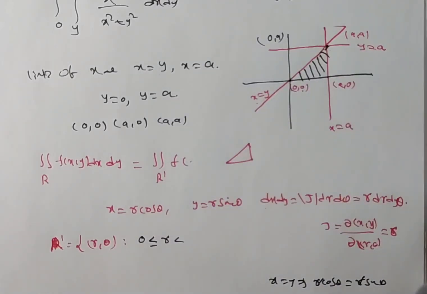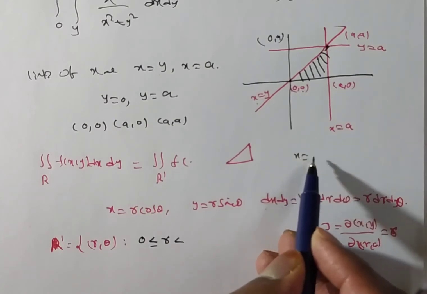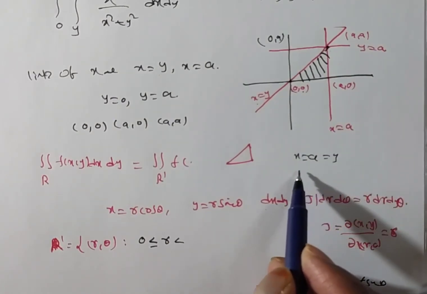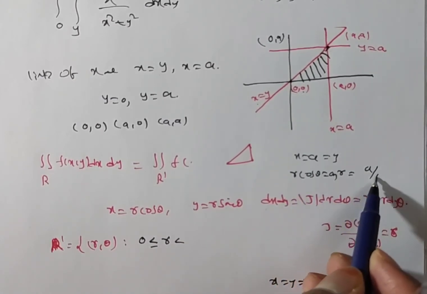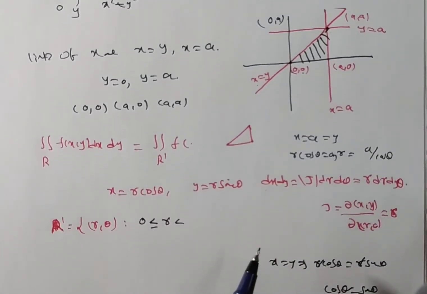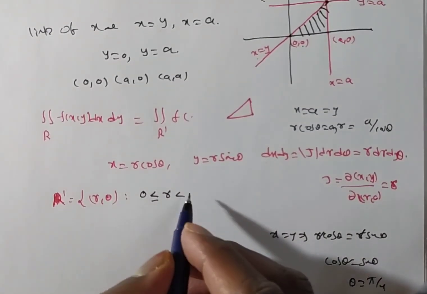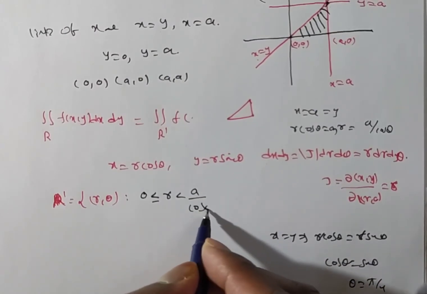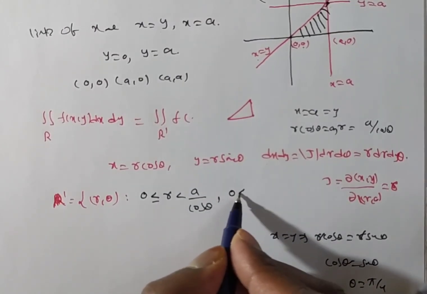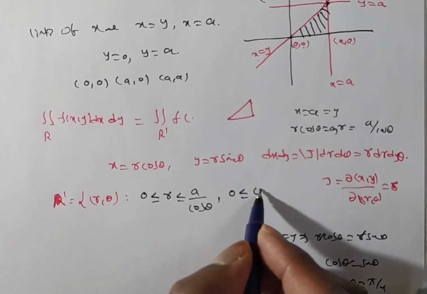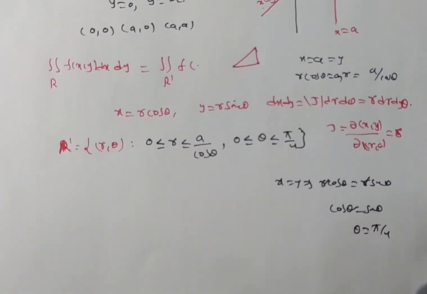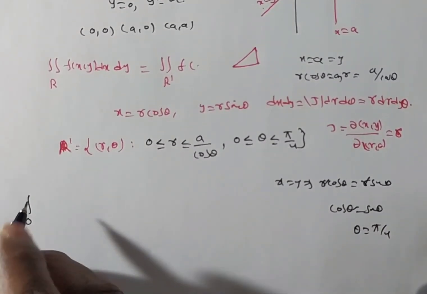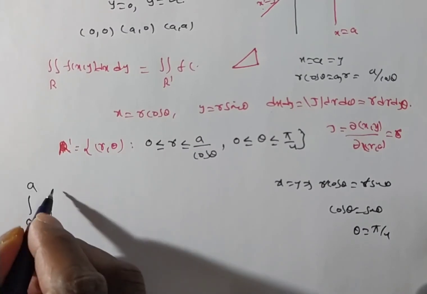So that is x is equal to a. x is equal to y is equal to a, yes or no? So what you have actually, the x value is r cos theta. So r cos theta is equal to a, meaning r is equal to a by cos theta. Nothing but r is dependent on theta. So the r value is a by cos theta, and theta we have already discussed. Theta lies between 0 and pi by 4 only. Okay.